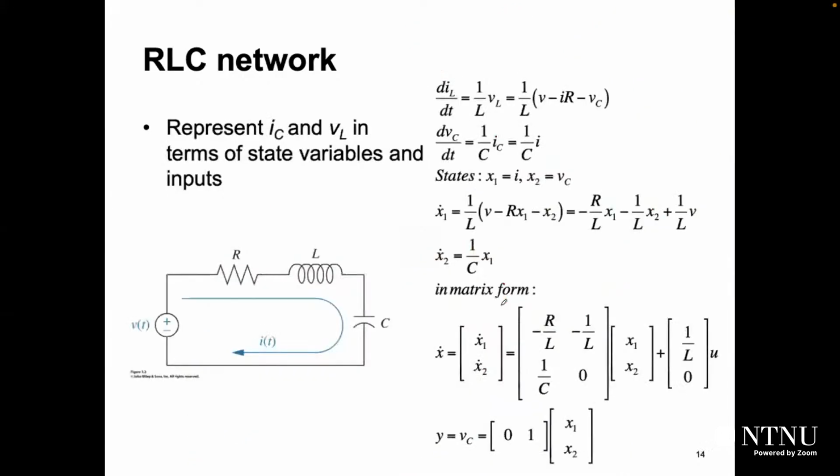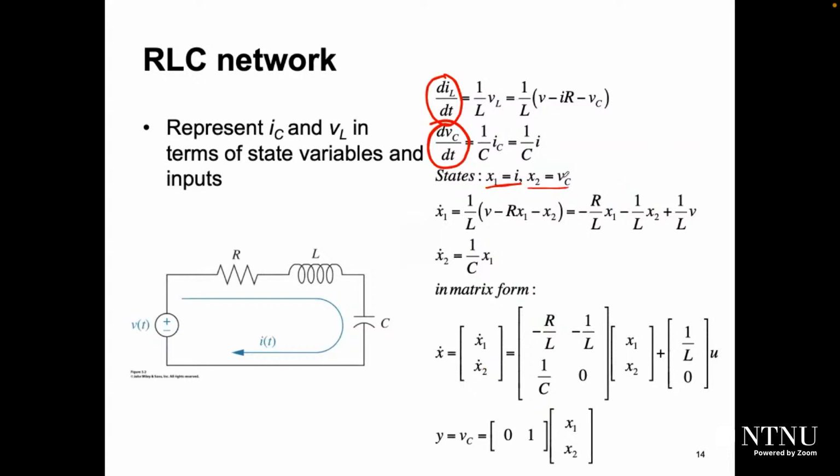So in this case, we can go into more detail here. We will get dI by dt on one side and dVC by dt on the other side. So dI by dt will be 1 divided by L multiplied by VL. VL is V minus I times R minus VC, right? Just to order it. And in this case, we will define my states. The first state will be I, x1 equals I, and x2 equals VC.